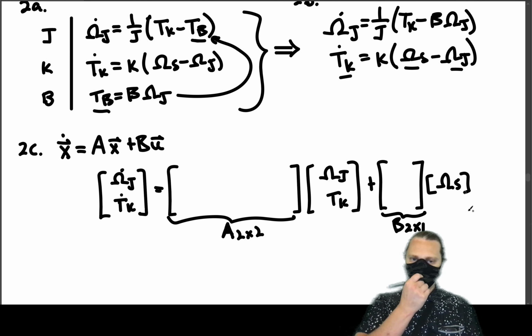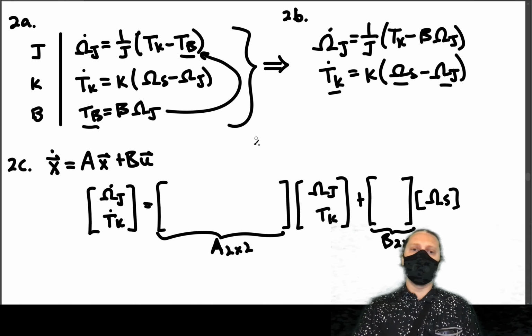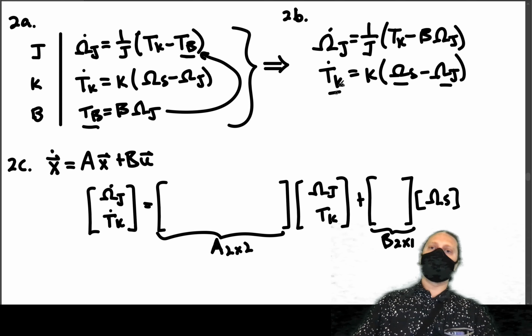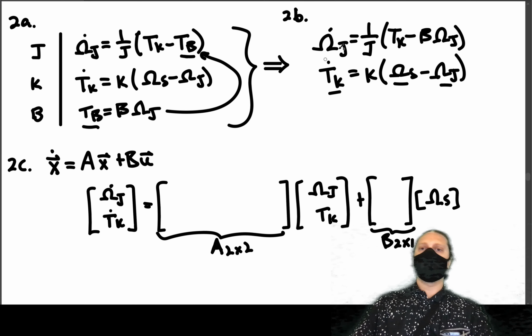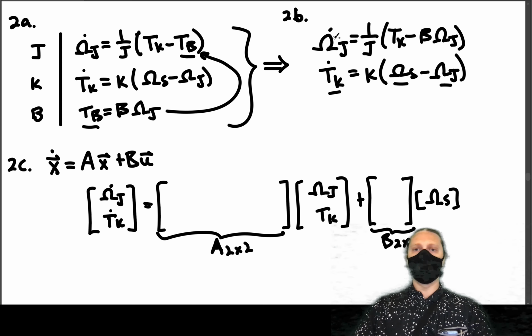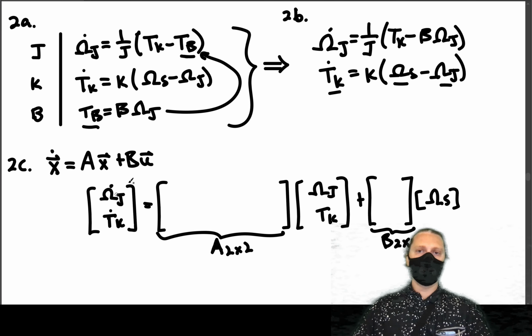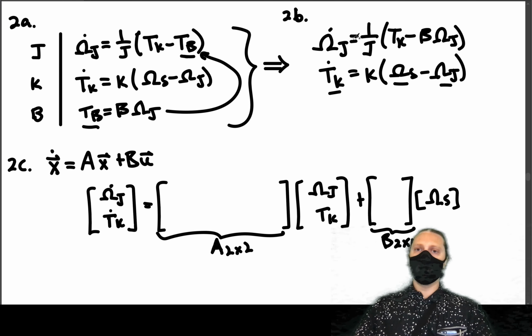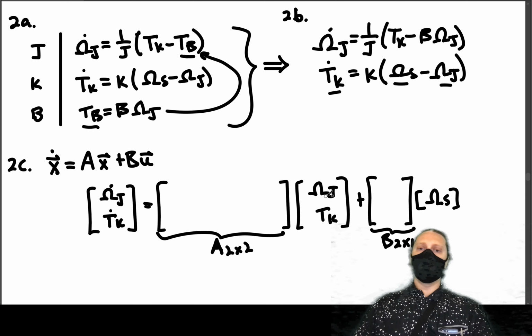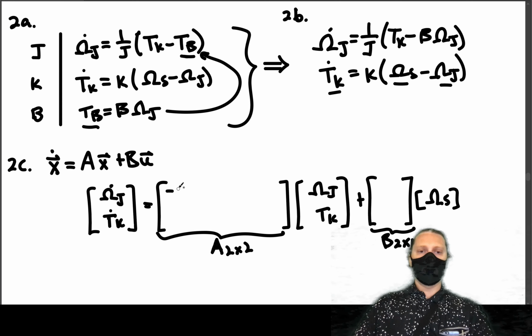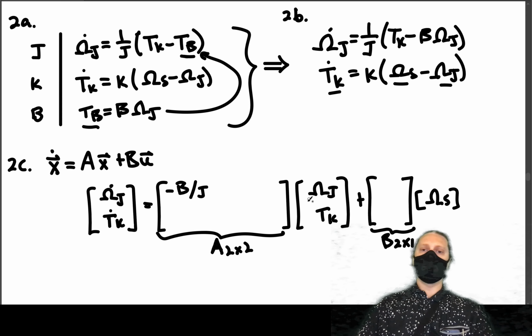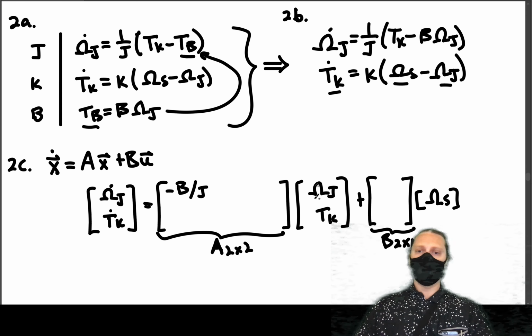Okay. Now we've got it set up. We can just transcribe these 2 equations in here. The first equation will be in the first row because it's the omega J dot equation. Omega J dot equals, we have to figure out what is the coefficient of the first state variable, omega J. Well, negative B over J is the coefficient of omega J. So negative B over J goes in this element because when we do this multiplication, negative B over J multiplies omega J.